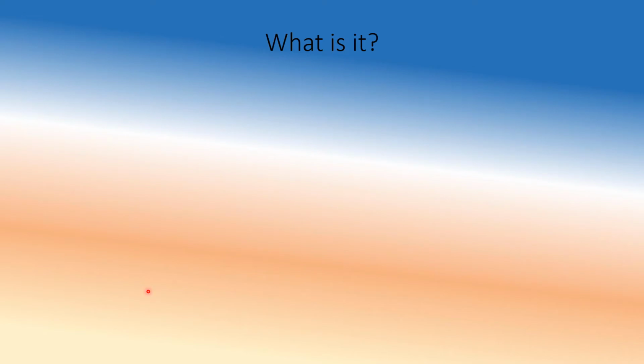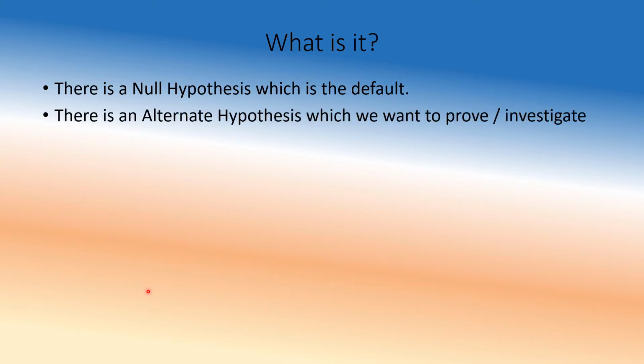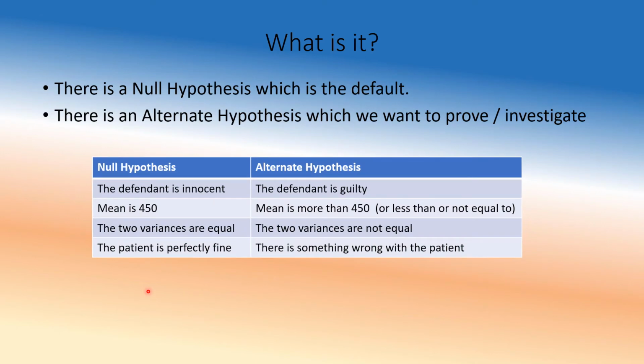Well, basically, you have a null hypothesis, which is the default. And you have an alternate hypothesis which you want to prove or investigate. Mathematically, they look like this. In this case, null is what we call H0, 0 is null, mu equal to 450, and alternate could be more than 450. You can also put it as less than or equal to 450 in this case.